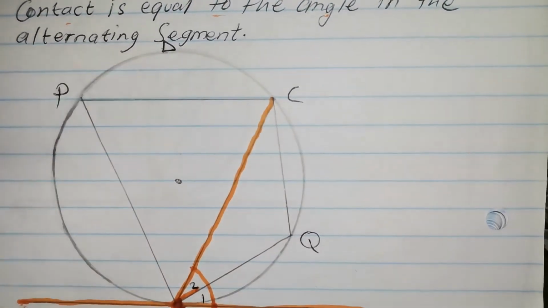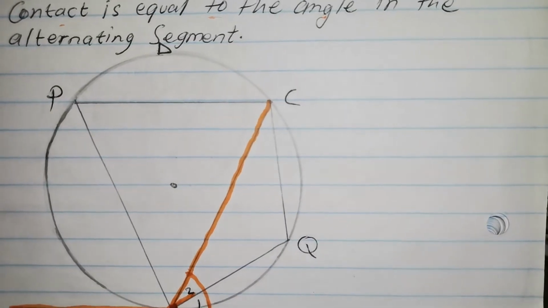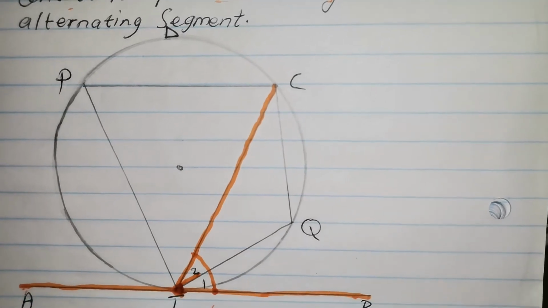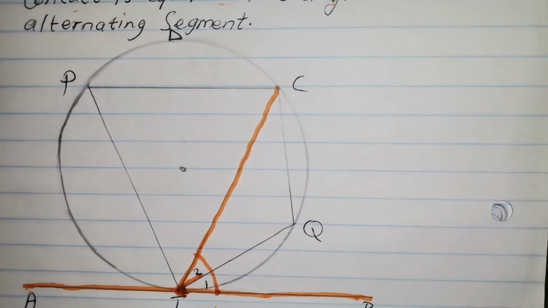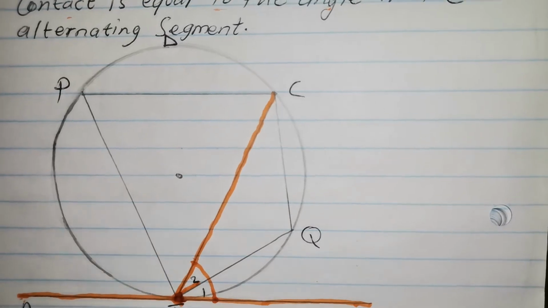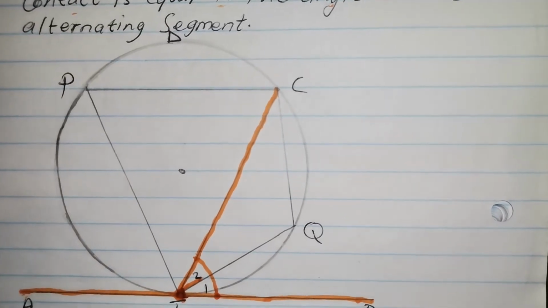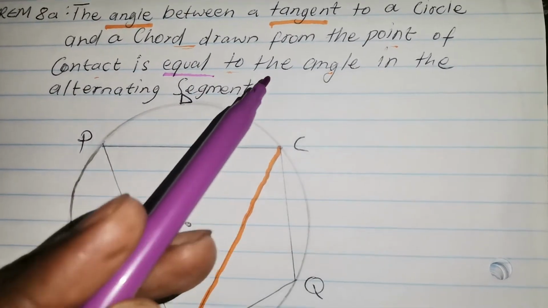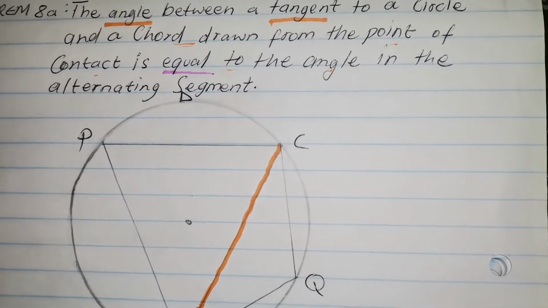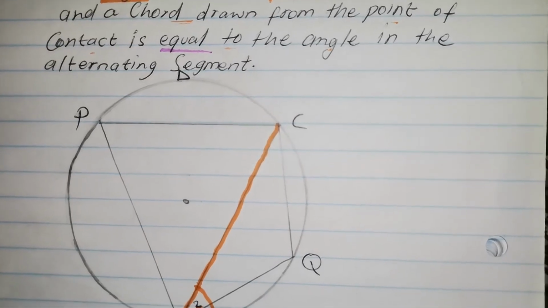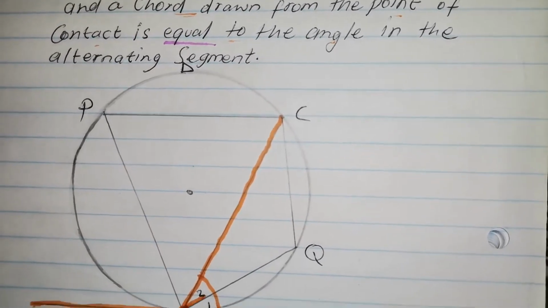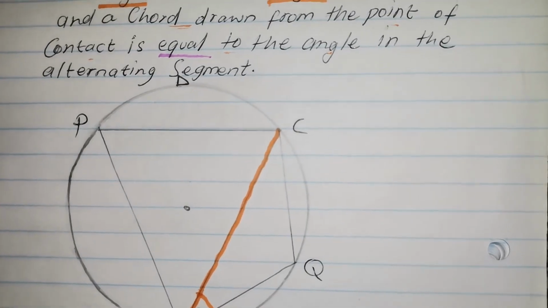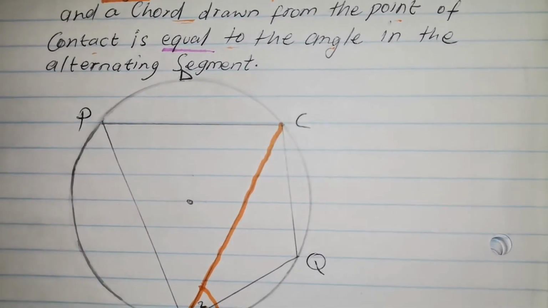Yes, chord TC, the angle between a tangent and a chord, angle T1 plus T2, basically. They're talking about that angle. But this angle is equal to the angle in the alternating segment, the angle on the other side of the circle. That is the meaning of alternating. The alternating segment is on the other side of the circle.